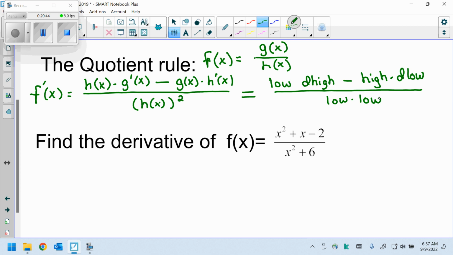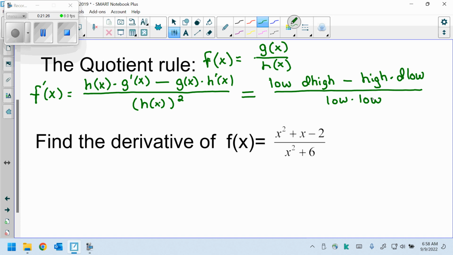Well, you might say, Mr. Kotz, that is just absolutely not easier. But say it with me. We've got low d high minus high d low over low low. Low d high minus high d low over low low. If you remember what those terms mean, the thing on the bottom, the derivative, d, the derivative of what's up high, low d high minus high d low over low low. And if you say that to yourself several times, you will never, ever forget the quotient rule.